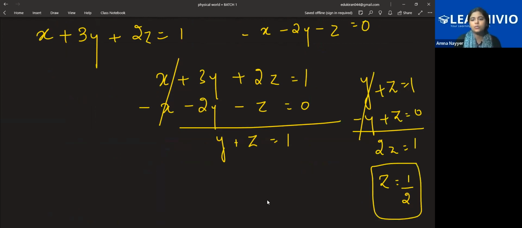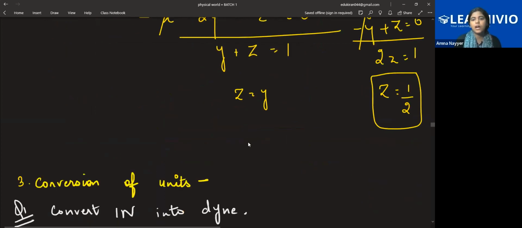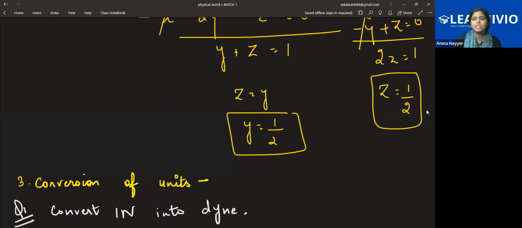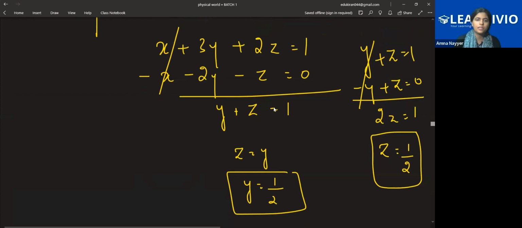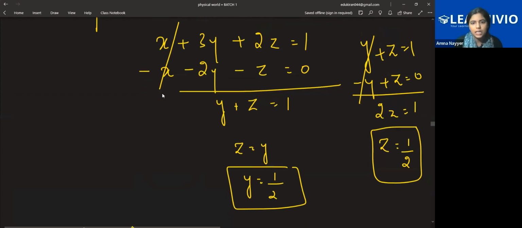And we know z is equal to y. So our y will also be equal to half. If z is equal to half, y would be equal to half. Just x is left. Quickly, let us solve. Today I'll start the second chapter also.